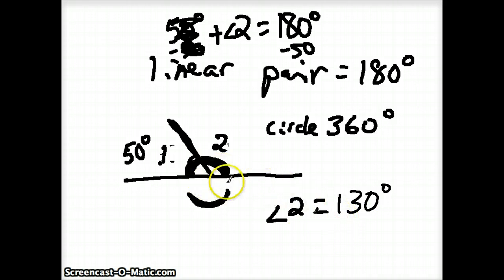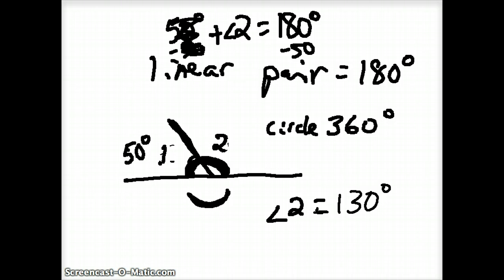And so go back to your drawing and check to make sure it all makes sense. Well, if I look at angle 2 here, it's more than 90 degrees, so it's an obtuse angle. And it has a measurement of 130 degrees. Well, that's greater than 90 degrees, so yeah, it makes sense that that's an obtuse angle, and it could be that the measurement is 130 degrees.